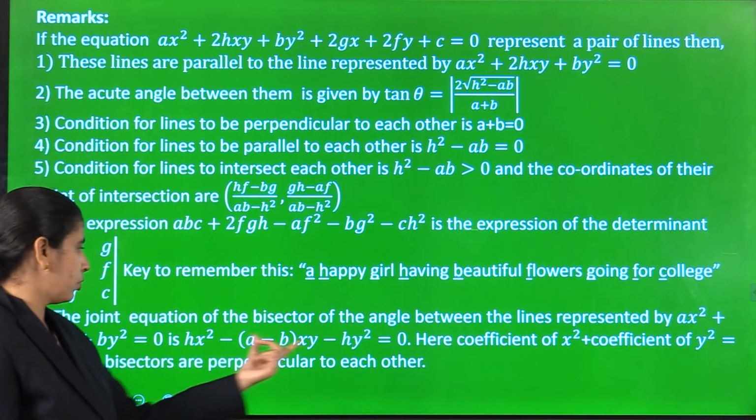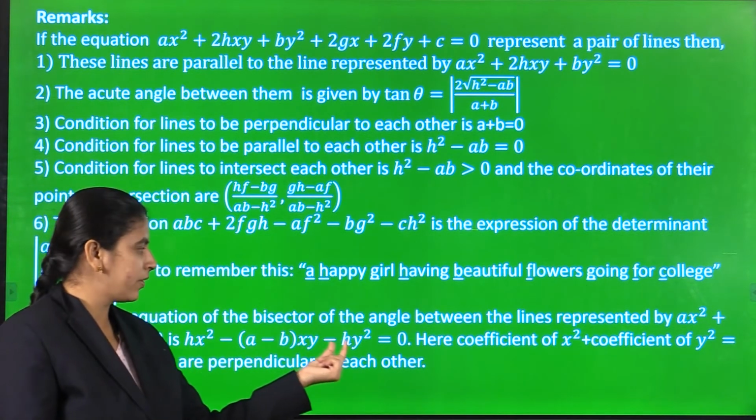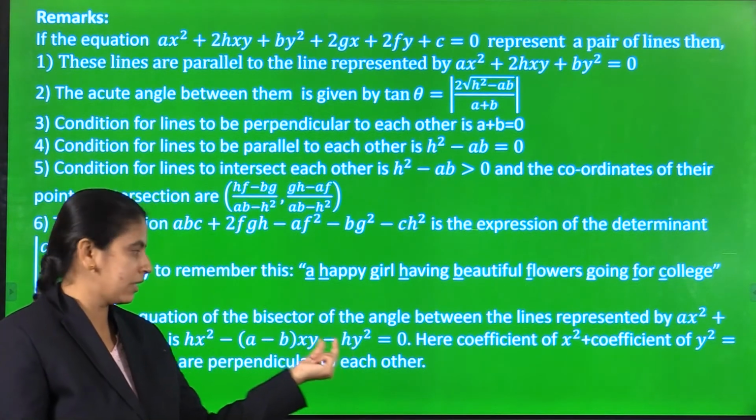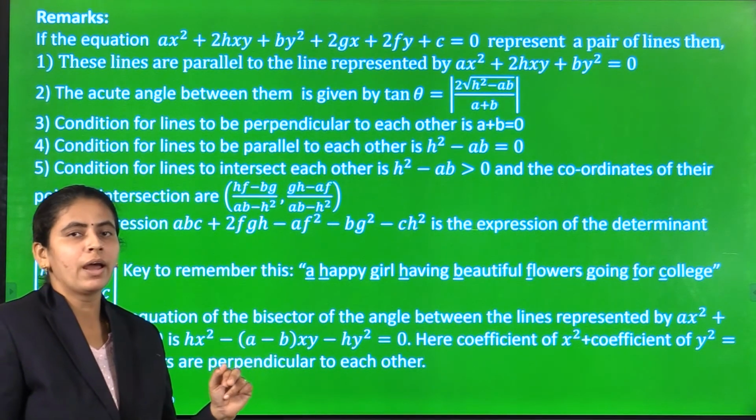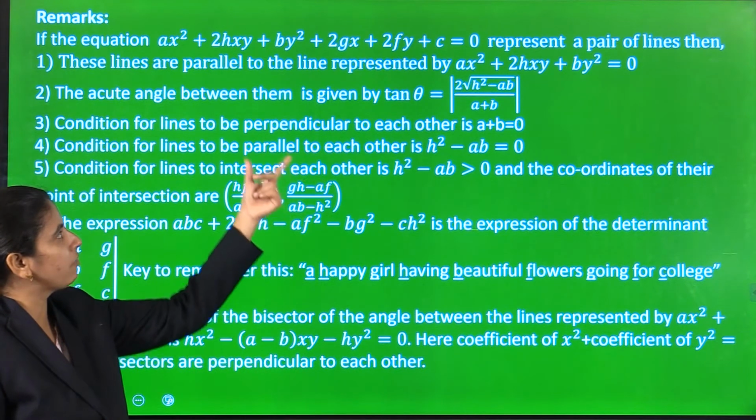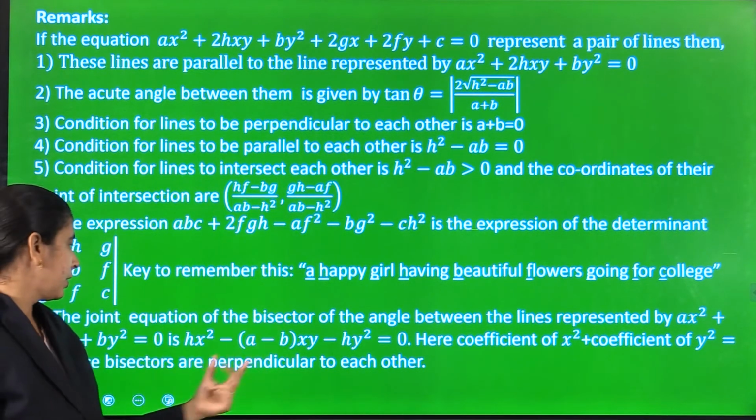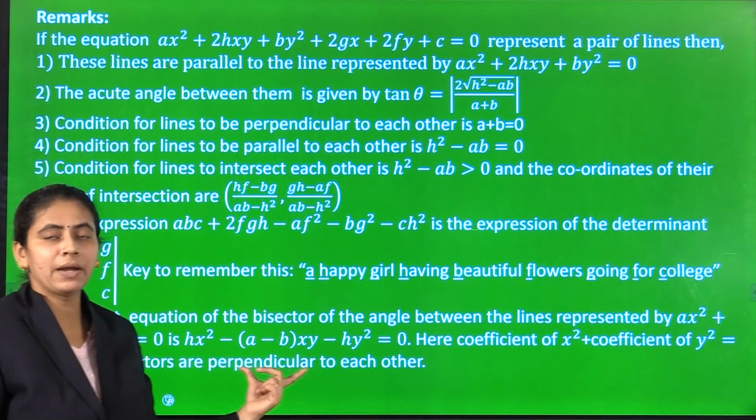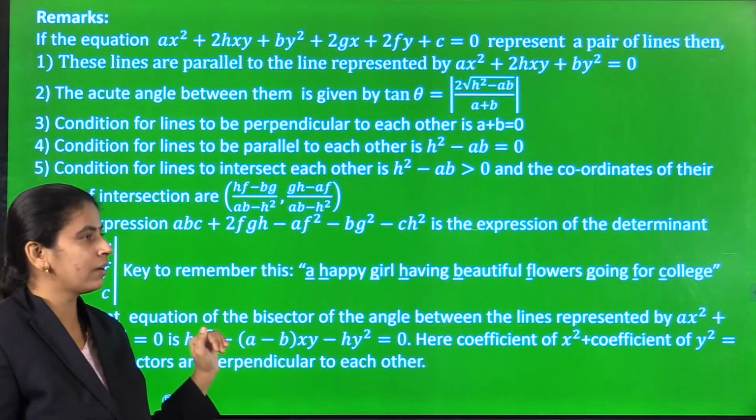And therefore you find that here the coefficient of x square is h and the coefficient of y square is minus h. So h plus minus h is equal to 0, and you know that if a plus b equals 0, then the two lines are perpendicular to each other. Therefore these bisectors are perpendicular to each other. Okay, so this is our last remark.